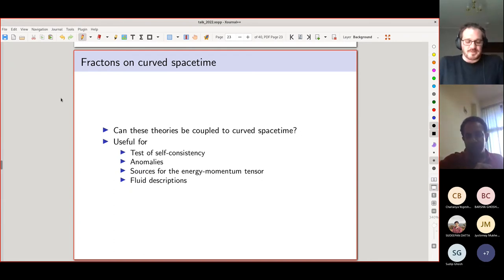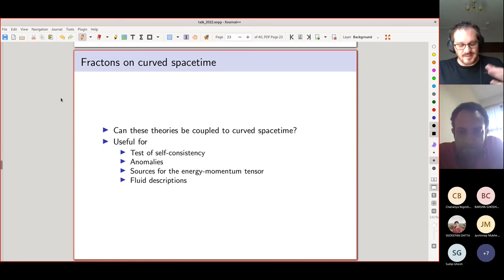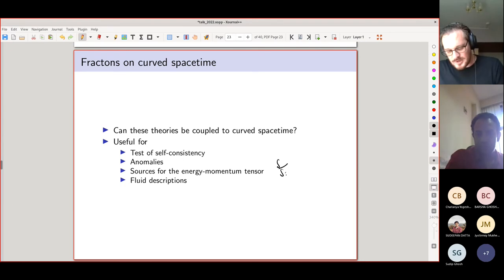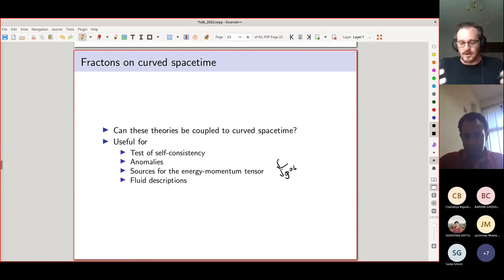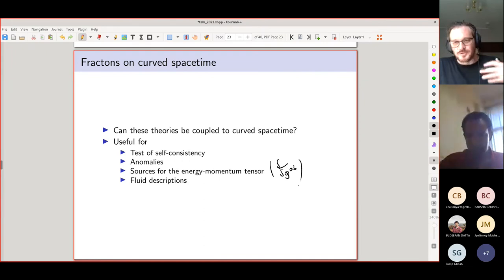Then let's continue and go to the coupling to curved space-time. That is a question that people ask for various reasons. One of them is a test of self-consistency or to search for anomalies. One way that is quite familiar to a lot of people is to understand the sources for the energy momentum tensor, similarly to the computation that a lot of people do. That is often a very useful way to get the energy momentum currents, and it's also a step to understand fluid descriptions. People are expert in this, but there is another motivation to look at curved space-time.